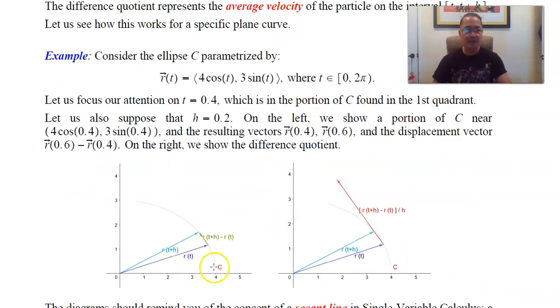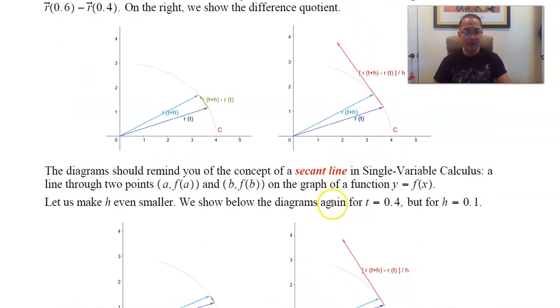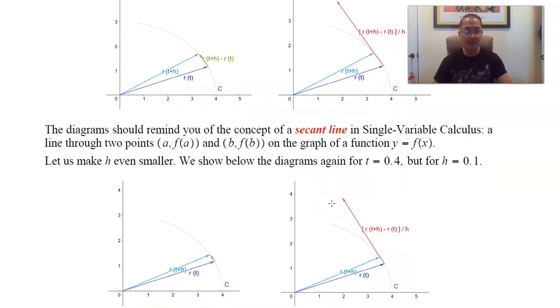Okay, there we go. So here we are at r of t, and then we're going counterclockwise, okay? So r of t plus h is going to be over here, okay? So there's the difference, r of t plus h minus r of t, right? So when we divide by h, that difference becomes longer, okay? So let's make h a little bit smaller. Yeah, that's what's happening over here.